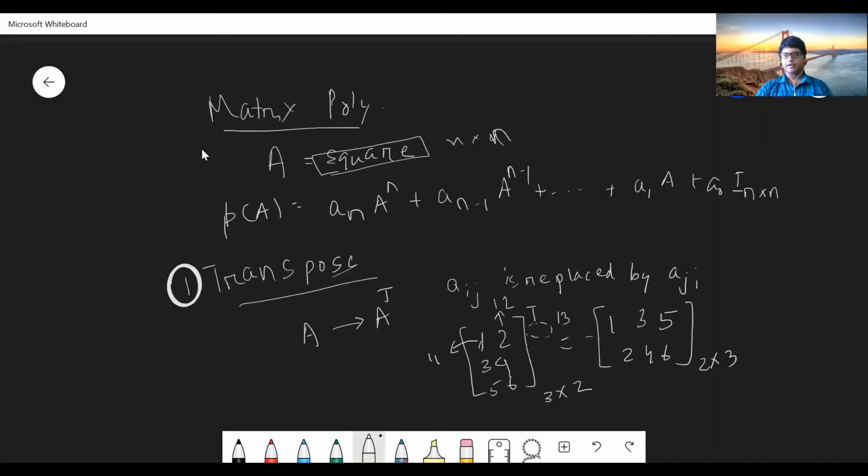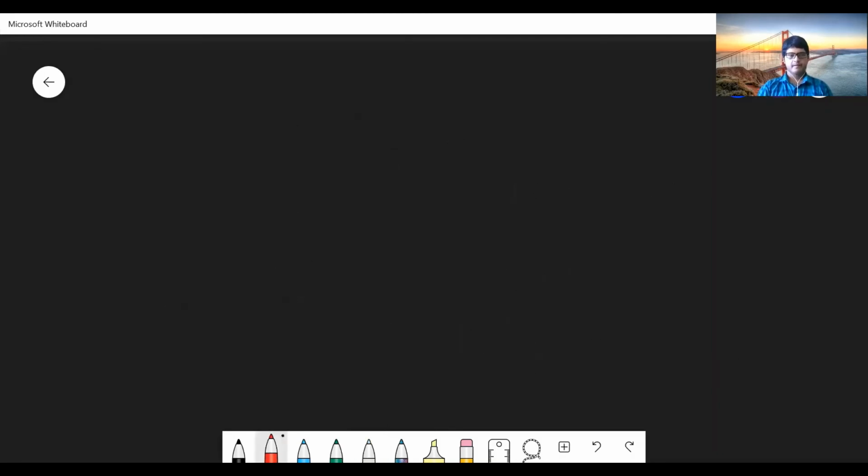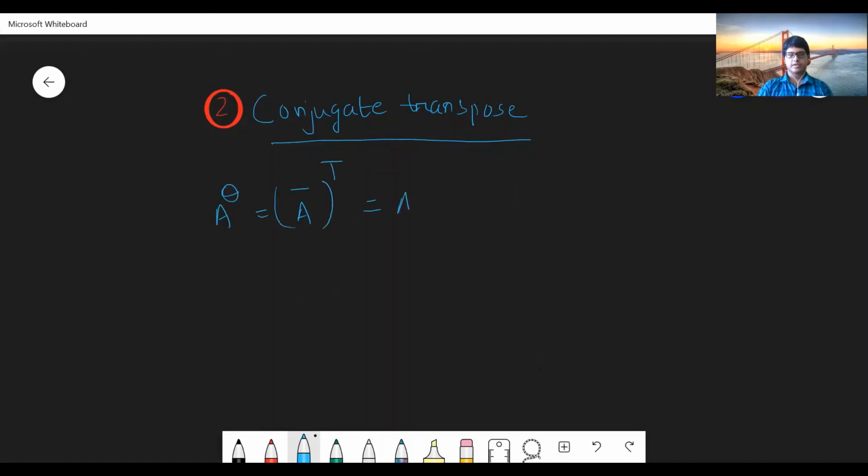Now there is one more operator which is called the conjugate transpose operator. Let me write about that. Yeah, this is visible. Conjugate transpose operator. What to do is that you take the conjugate of the matrix and then take the transpose. So I can denote it by A theta, let's say. So A theta is equal to conjugate transpose or transpose conjugate. Both are going to be the same.